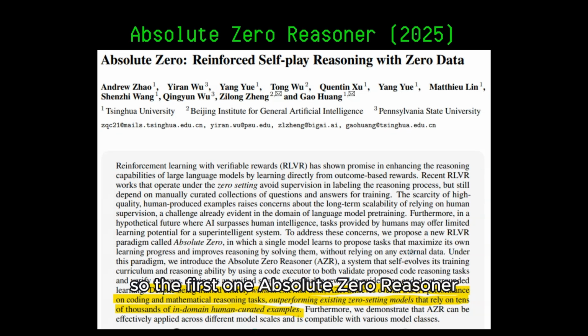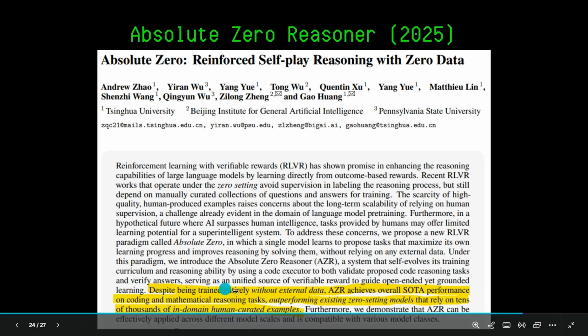So the first one is Absolute Zero Reasoner, a research from 2025 this year. So this research introduces a fresh method for training AI to tackle reasoning problems in coding and math without needing human input. So basically, instead of using traditional techniques, which depend on lots of human-created data, Absolute Zero Reasoner, or AZR, takes a self-play approach. So the model first creates its own problems and then the model solves them and after that learns from the feedback it gets.